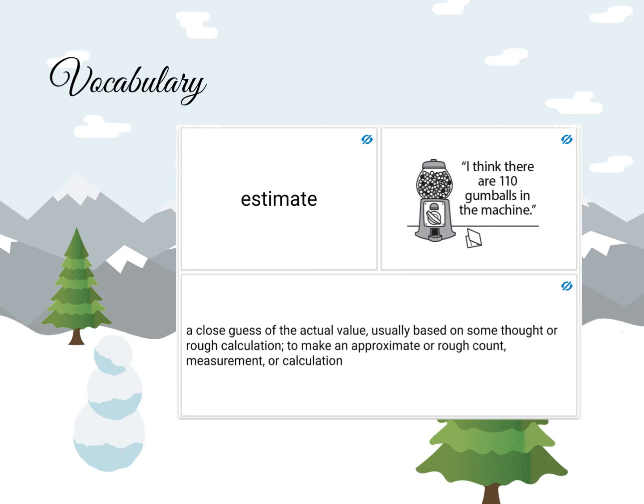Next we have estimate. Sometimes in math we have to make an estimation. I think there are 110 gumballs in this machine, and that helps us to figure out a math problem. So an estimate is a close guess of an actual value, usually based on some thought or rough calculation, to make an approximate or rough count, measurement, or calculation.